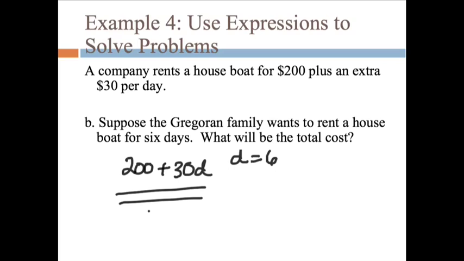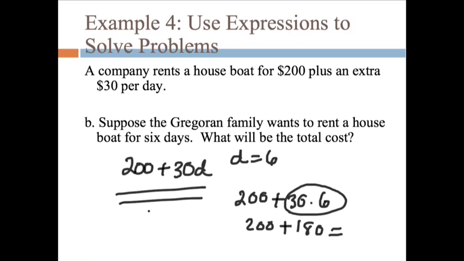And look, we just have one of those problems that we worked on before, an evaluation problem. We'll take 200, add to that 30 times 6. And we get 200 plus 180. And when we add those together, because remember we have to do the multiplication first, we get 380. So it'll cost this family $380 to rent the boat for 6 days.